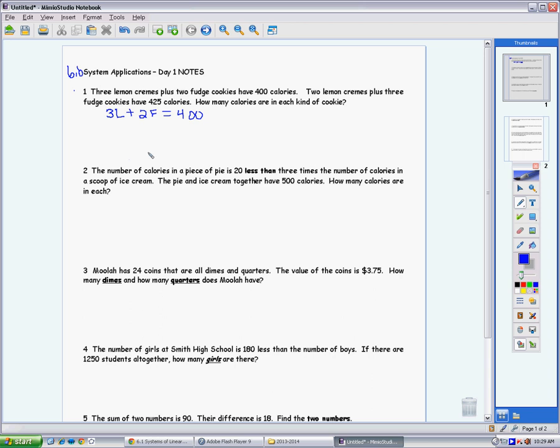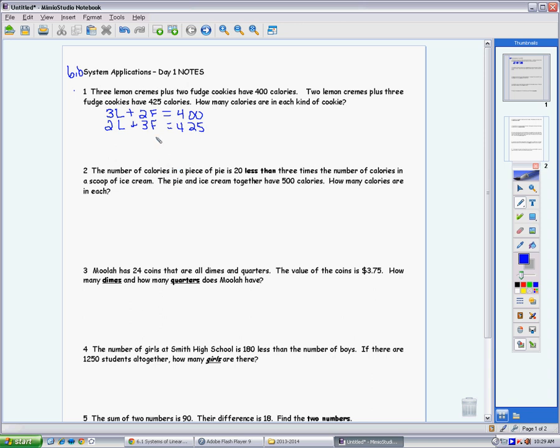Our second equation is going to be our second sentence. 2 lemon creams plus 3 fudge cookies have 425. So I'm going to write that out in an equation. So we have 2 lemon creams plus 3 fudge cookies equals 425 calories.